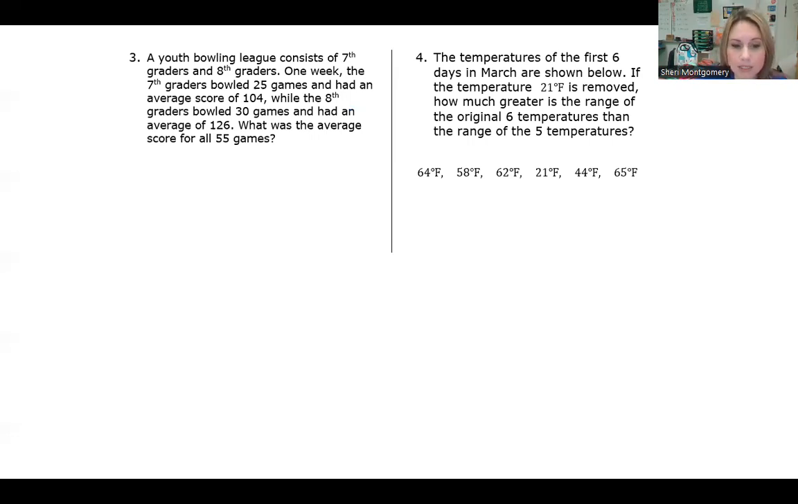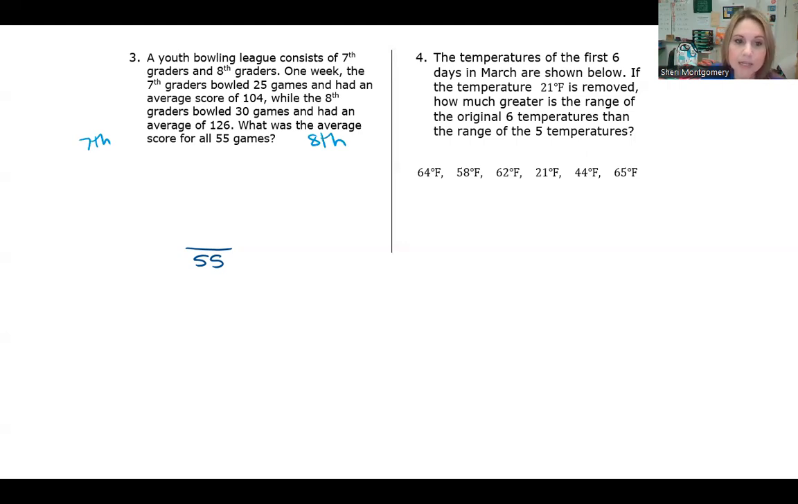So our goal is to get an average for the 55 games. But before we do that, because we have to add up all of the scores for 8th grade, all of the scores for 7th grade. So we have to have a total sum for both grades. We don't have the sum. What we have is their averages. So we kind of have to work backwards. We have to do 2 things first. So I need to look at 7th grade and I need to look at 8th grade and I have to figure out what their totals were.